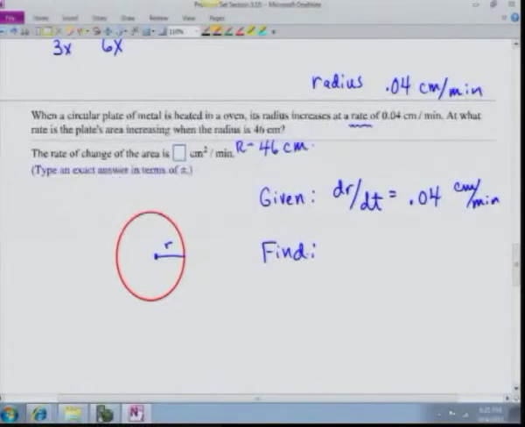What are we trying to find? How fast the area is increasing. So what is that called? dA dt. Okay, so we were given. I'll let you keep working.